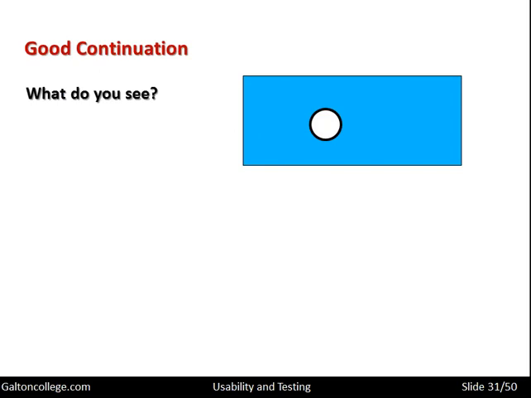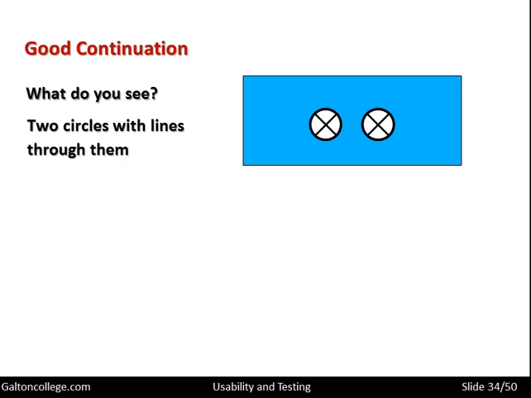So, good continuation. Well, look at this one. What do you see? We see a blue rectangle with a white spot and a black ring around the spot. So we see 1 circle. Now we see 2 circles. So it's the principle of continuation. We've got 2 circles and we've got a grouping of them. Now we put some lines through them. So now we've got two white circles, black line around each, and an X through each of them.